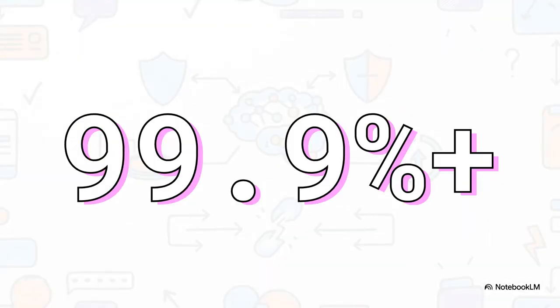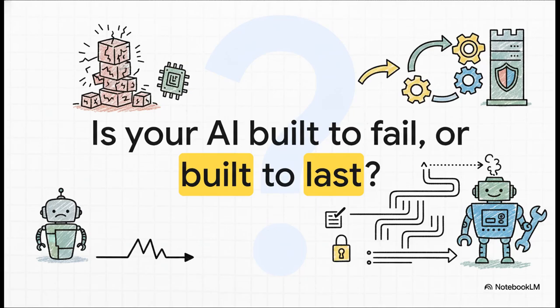And the result of all this work? It's huge. When you put these patterns together, the classification, the retries, the fallbacks, the circuit breakers, you can realistically push your uptime to 99.9% or even higher. Your app goes from being a fragile experiment to a dependable tool. So I'll leave you with a question to think about for your own projects. Right now, is your AI built to fail the first time something unexpected happens, or is it truly built to last? Now you know how to make sure it's the latter.